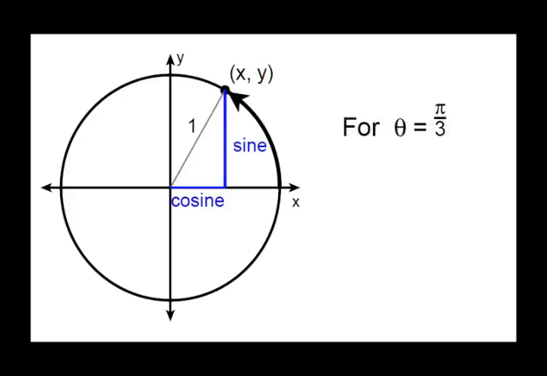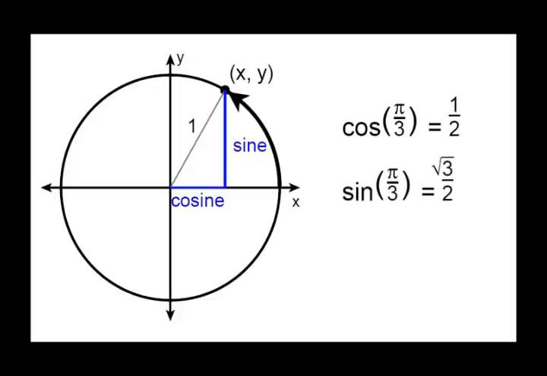For theta equals pi over 3, cosine theta equals 1/2. Sine theta equals radical 3 over 2. Or we can write it like this. Cosine pi over 3 equals 1/2. Sine pi over 3 equals radical 3 over 2.